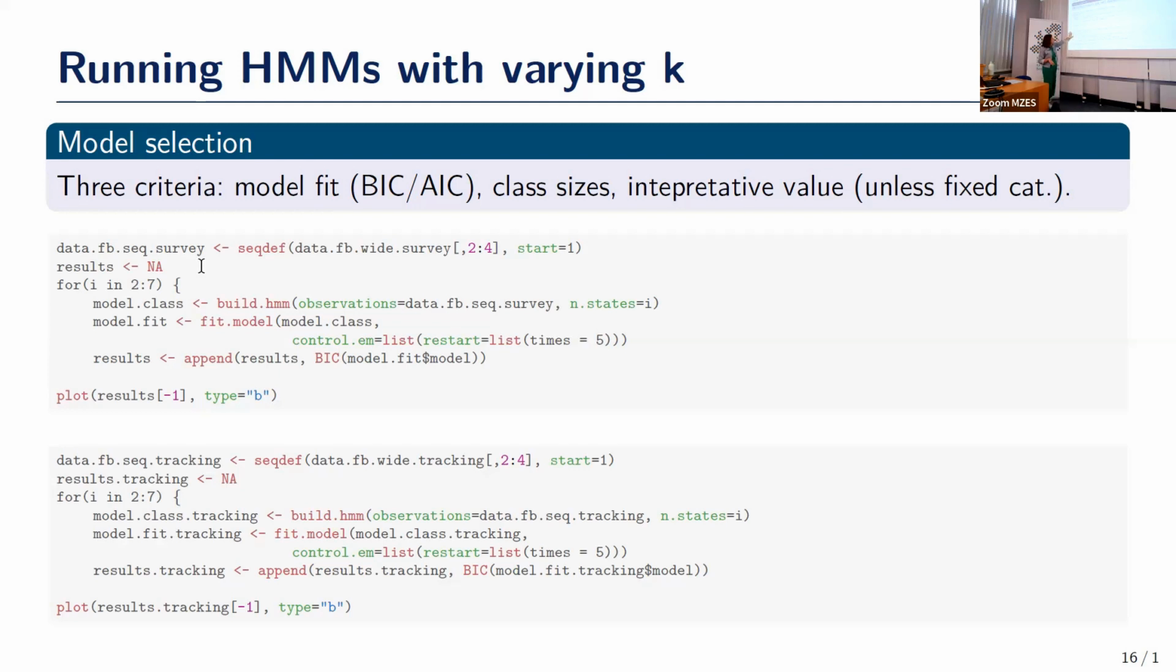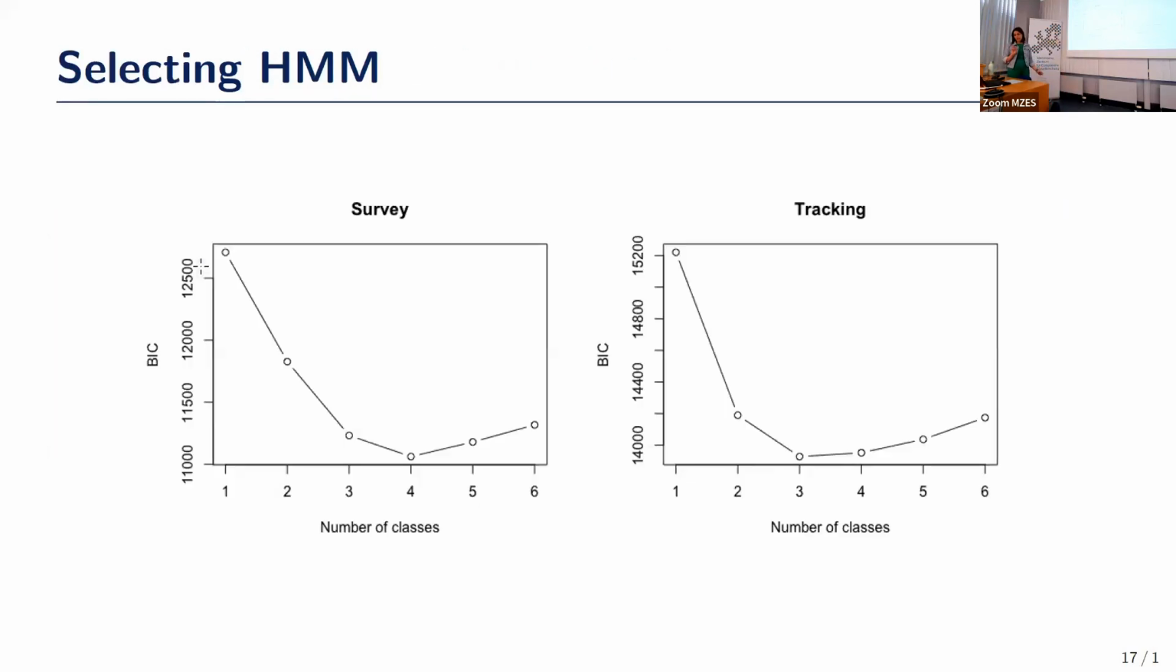Yeah, so I did that twice. I put the data in the correct type object, and then I ran the models twice, once with the survey indicator, once with the tracking data indicator, looking at models with classes varying from 2 to 7. And then I just plotted the BIC. And that's what I get. So at least in terms of the number of classes, it's not so different.